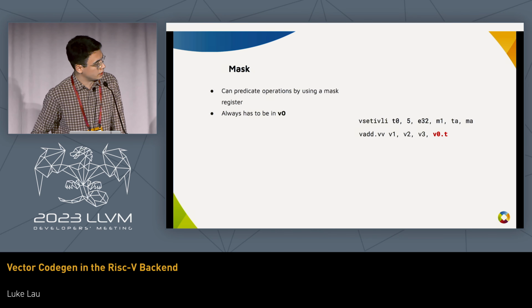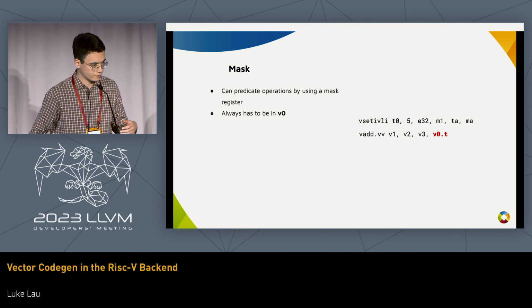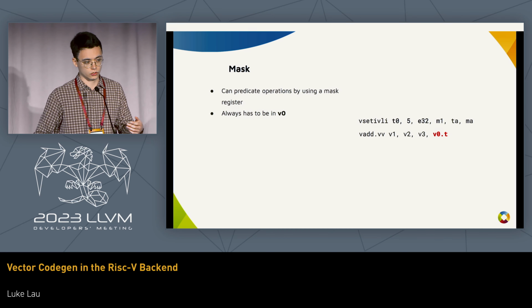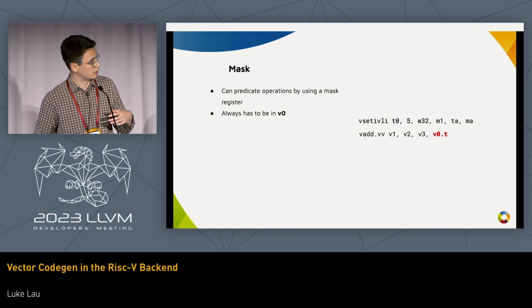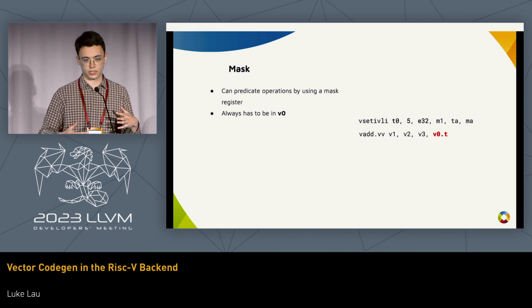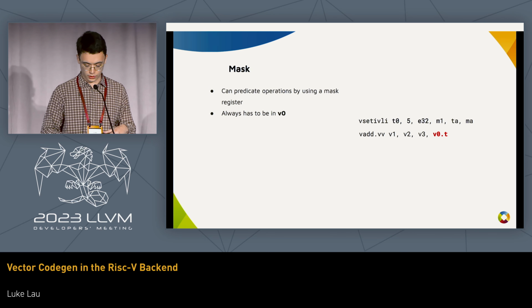We also have the ability to perform predicated execution. This works how you'd expect. You can specify a mask register that has to be in the v0 vector register, and then it will enable or disable different lanes. And this will intersect with the vector length register predication.